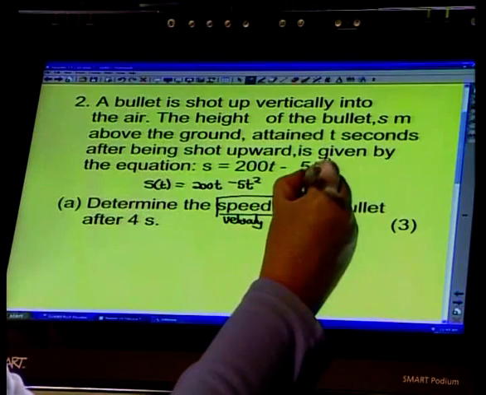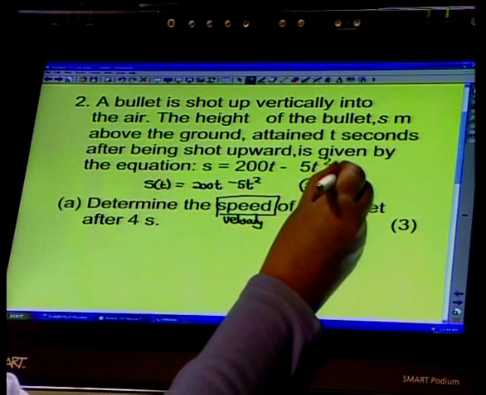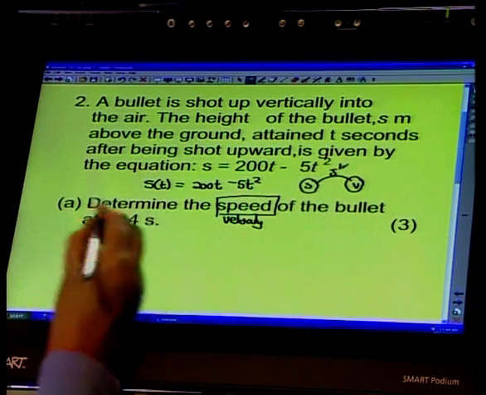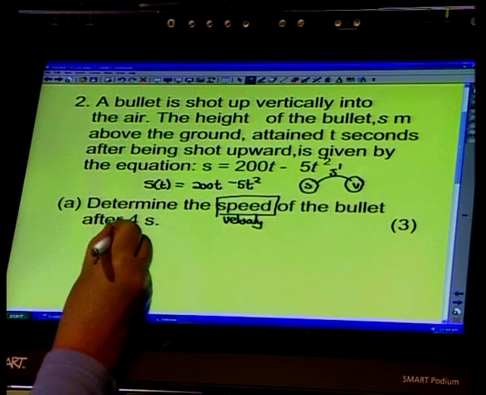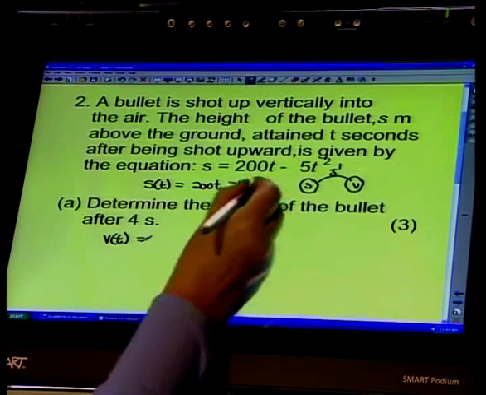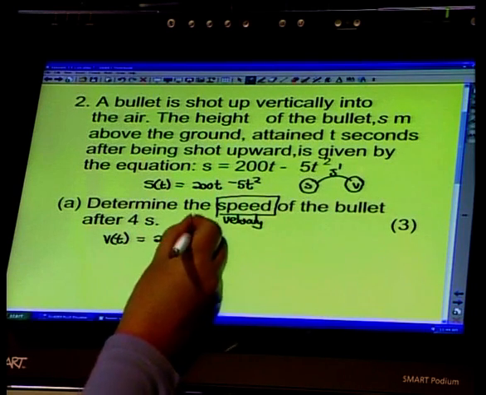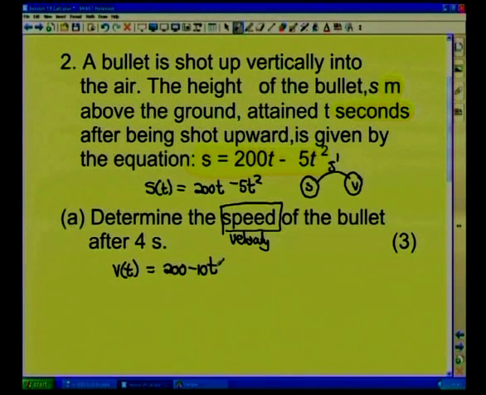Now this is where this little story I gave you, where we started with s, to get to v, we took the derivative of s. So we're going to do the same thing here. The velocity at t is equal to the derivative of that, which is 200 minus 10t. Now they want to know the velocity after 4 seconds. So the velocity at 4 is going to be 200 minus 10 times 4, which is 200 minus 40, which is 160.